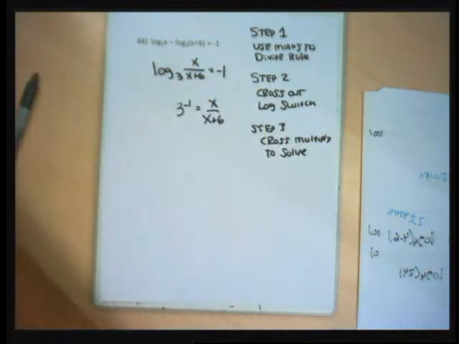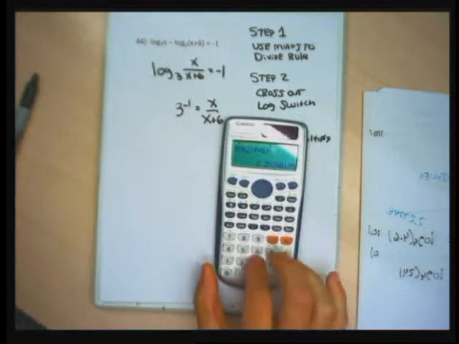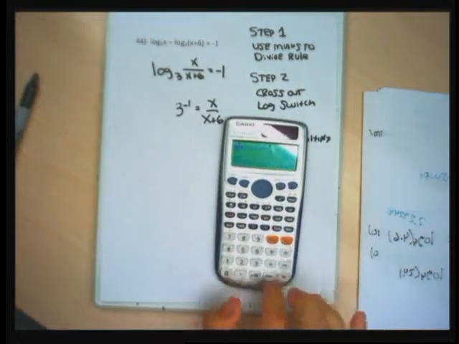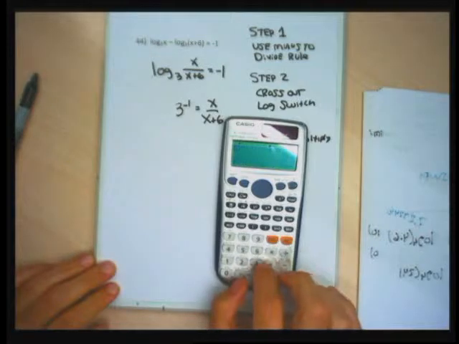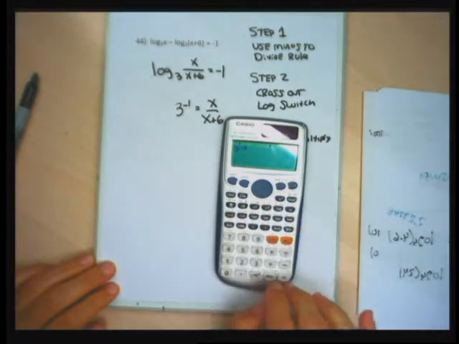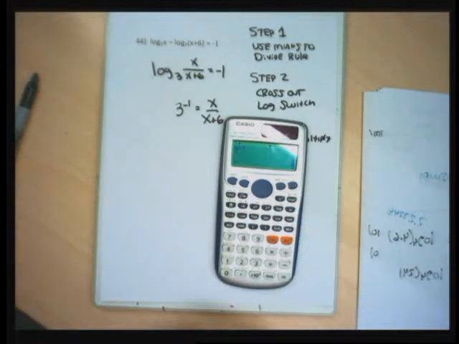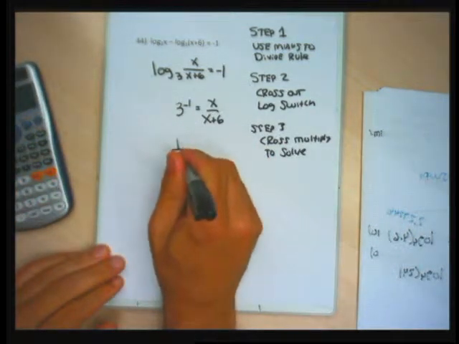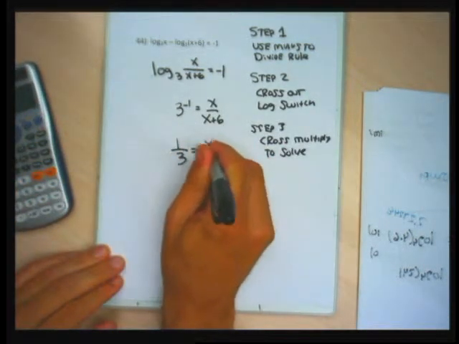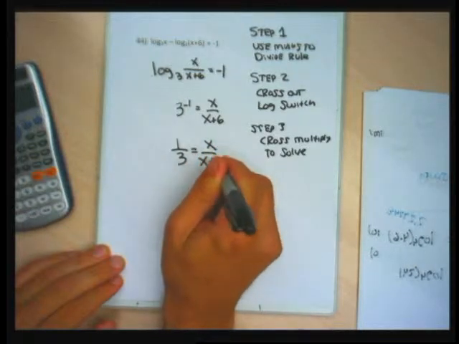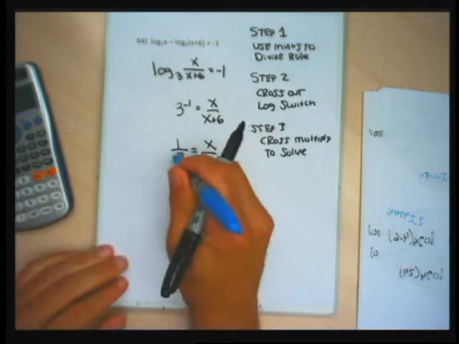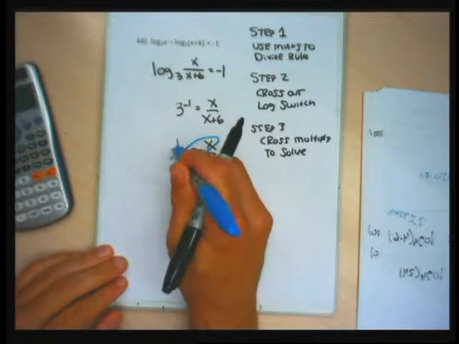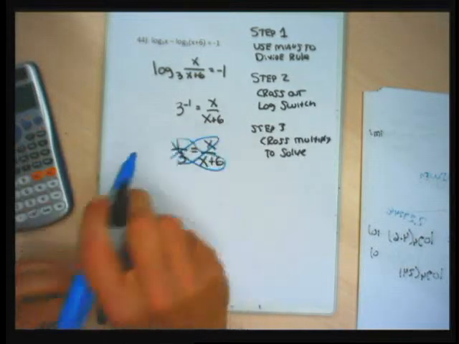Like to solve by cross multiplying. Let me get rid of that 3 to the -1. 3 to the -1 power, really? 3 to the -1 power is equal to 1 over 3 to the first, which is 1/3. So I can say this is 1 over 3 to the first, or 1/3 equals x over x plus 6. And I'm going to solve by cross multiplying. So I'm going to go this way, that way.